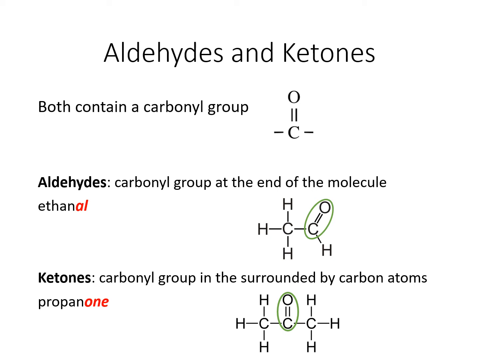Now, propanone is the first member of the homologous series ketones. You have to have a minimum of 3 carbons for a ketone. So our ketones always have the ending ONE.